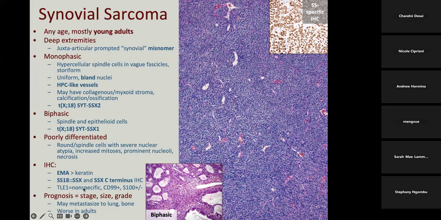We no longer rely on TLE1 for diagnosis, but we now use the synovial sarcoma specific IHC, which we send out to Mayo because we don't have it in-house, but nice nuclear expression. These are generally not graded. They are generally of somewhat aggressive behavior.